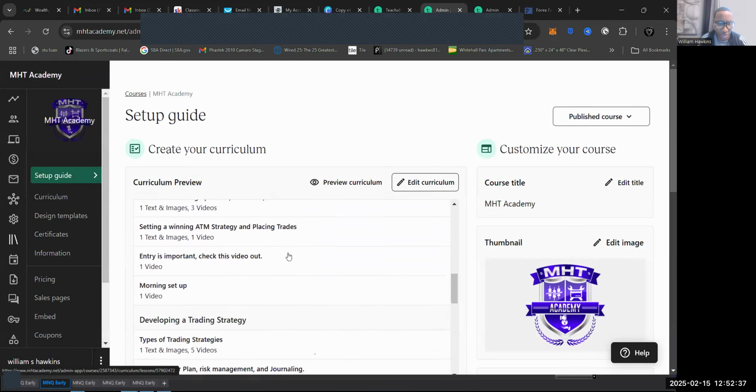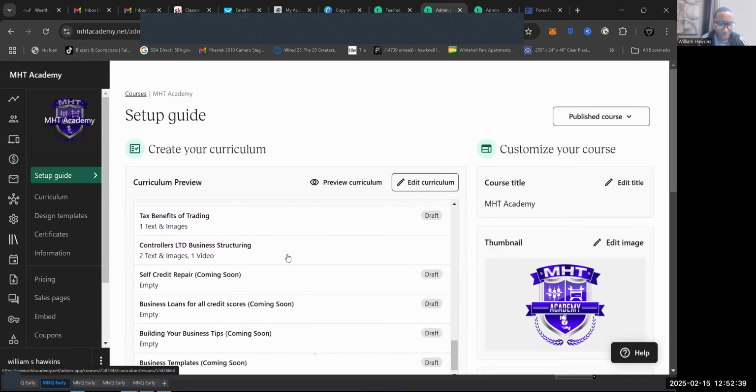All right, so in the course, if you scroll down to where it says Wealth and Health Corner, I'm going to be adding a lot more to this section, but I don't want to raise the price just yet, because once I start adding this stuff down here, I'm going to have to go up in price. But it says Controllers Ltd, Business Structuring.